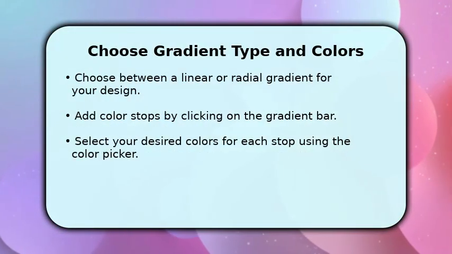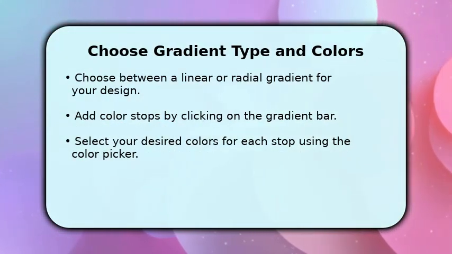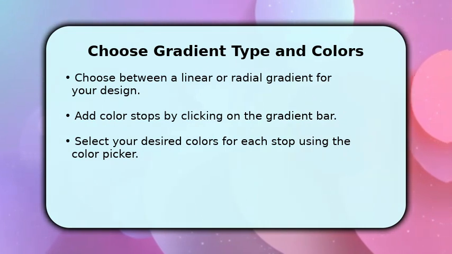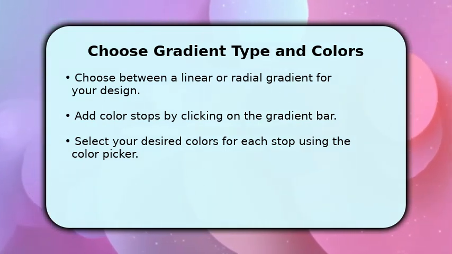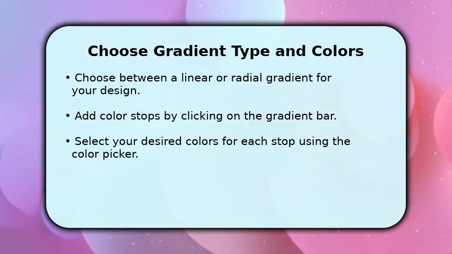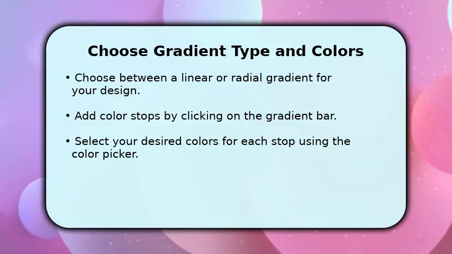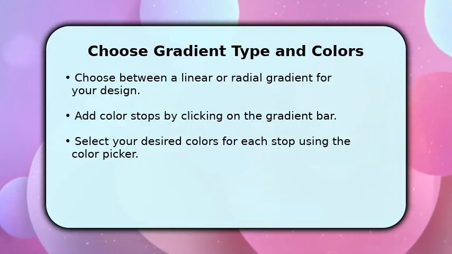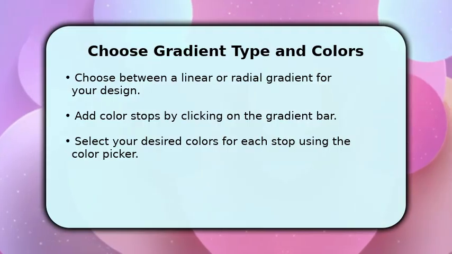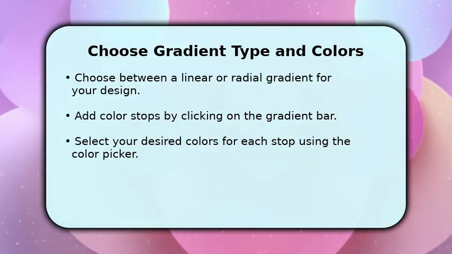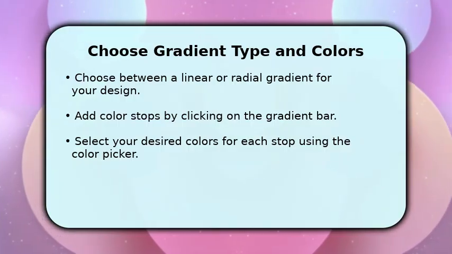Once you've added a background, you'll see options for linear gradient and radial gradient. Select the type that best suits your design vision. Both gradient types use color stops, which are points where colors transition. Click anywhere on the gradient bar to add new color stops. Then, use the color picker to choose distinct colors for each stop, creating a smooth blend or a sharp contrast.